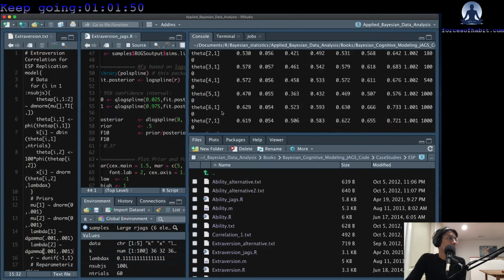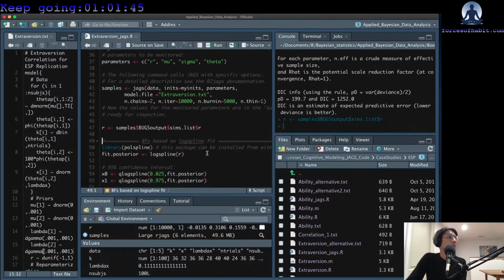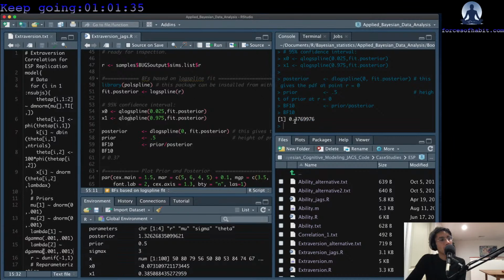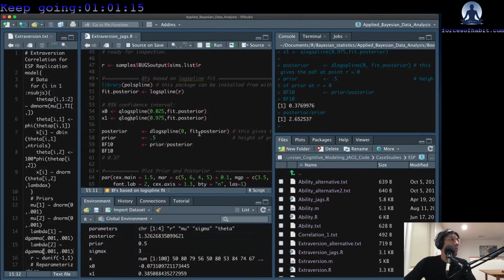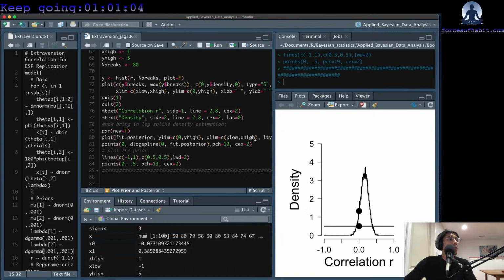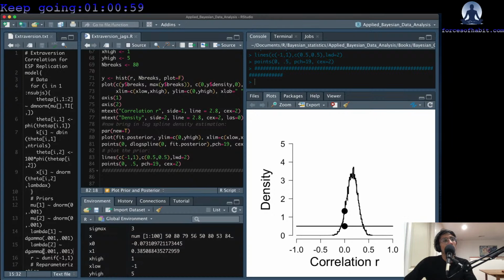Anyway, pull out R, because that's what I care about. Looks like this is the hypothesis test against the Bayesian prior. Evidence in favor of the null hypothesis. The null is two times more likely. And then we can make some plots. And there's a plot. So two times more likely than the posterior distribution.